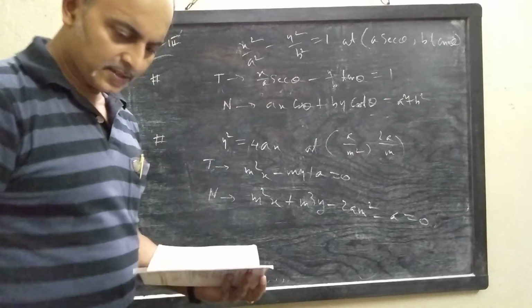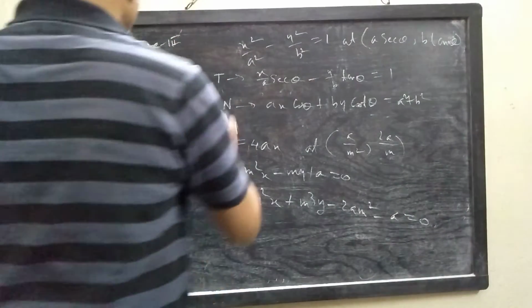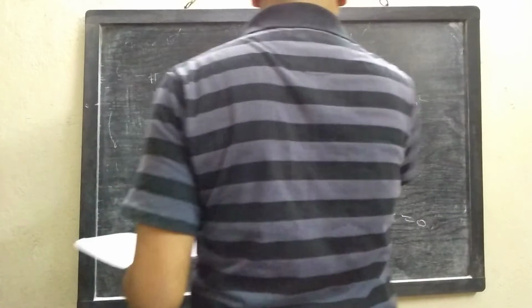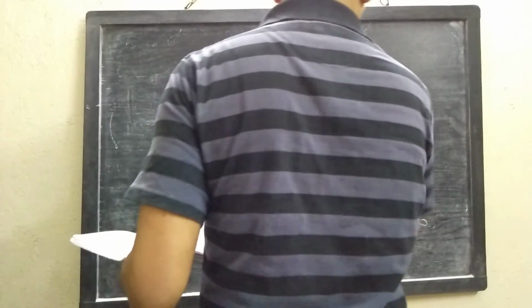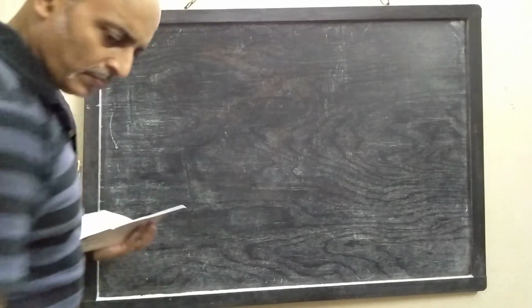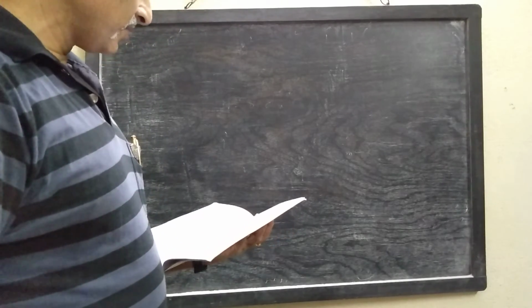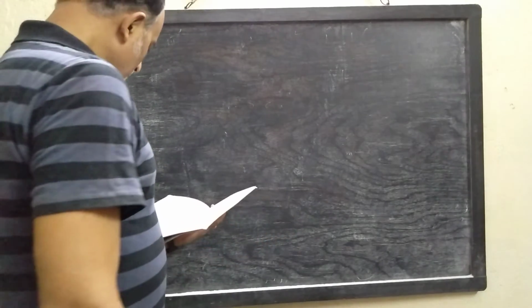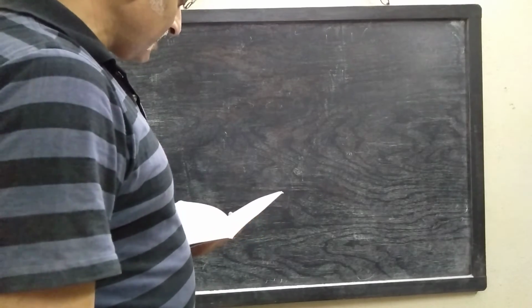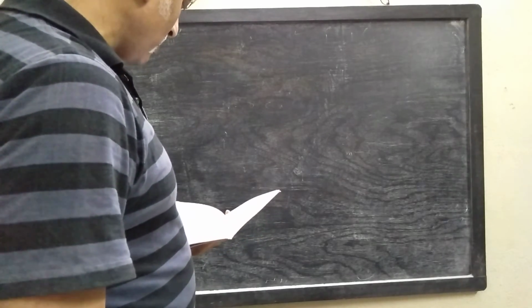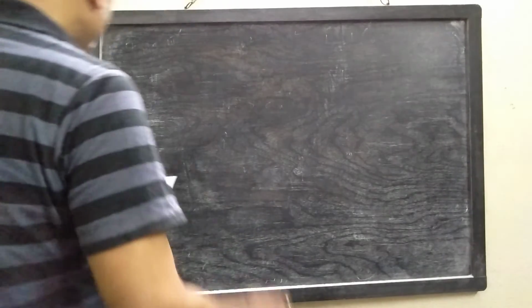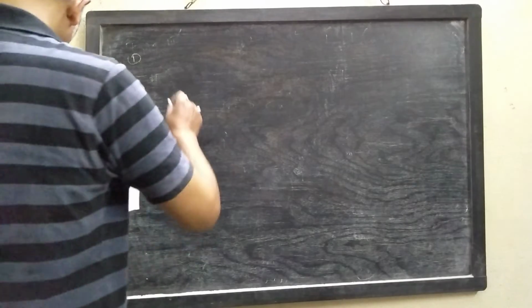Next, let us go to the fourth type of problem. What is the type? This is the type on finding tangent and normal parallel or perpendicular to a given line. Write down: finding tangent and normal parallel or perpendicular to a given line. First question of type 4.